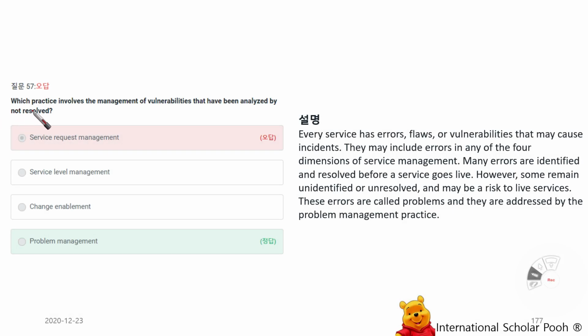Which practice involves the management of vulnerabilities that have been analyzed but not resolved? Problem management. Every service has errors, flaws, and vulnerabilities that may cause incidents. That may include errors in any of the four dimensions of service management. Many errors are identified and resolved before the service goes live. However, some remain unidentified or unresolved, and many may be a risk to live services. These errors are called problems, and they are addressed by the problem management practice.